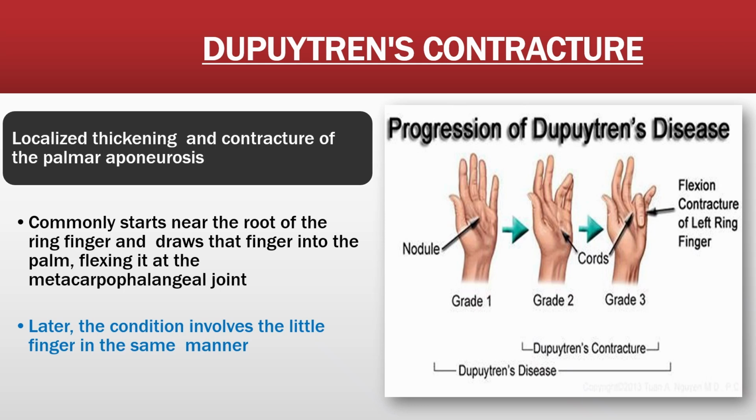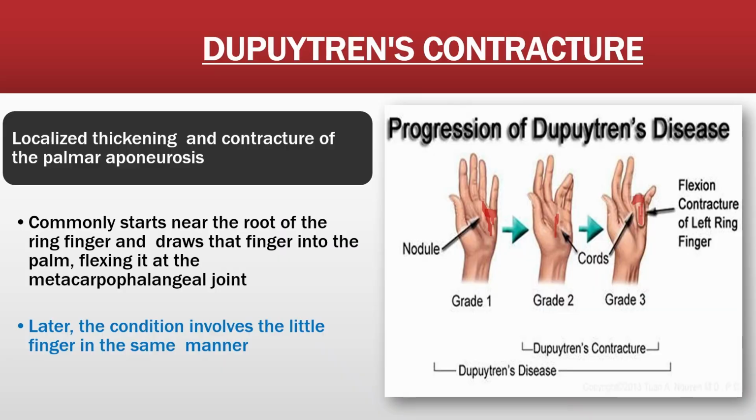This is the clinical aspect of the palmaris brevis and the palmar aponeurosis. The localized thickening and contraction of this palmar aponeurosis results in Dupuytren's contracture. It commonly starts near the root of the ring finger and draws that finger into the palm. So when there is thickening of this palmar aponeurosis, there is flexion of the ring finger that starts.